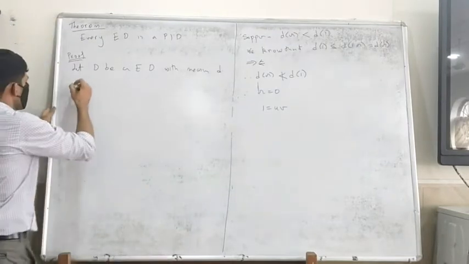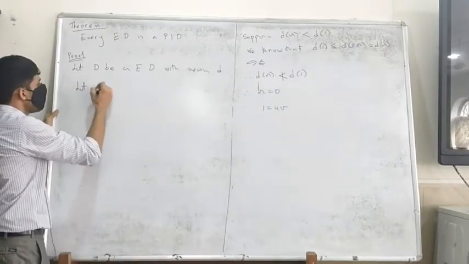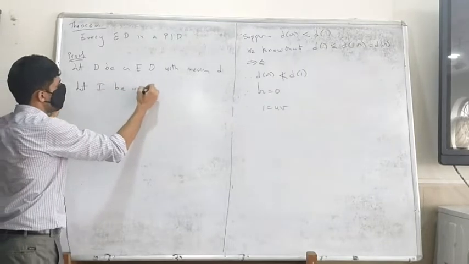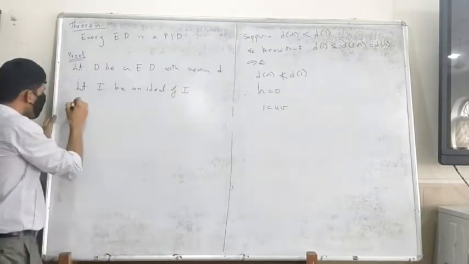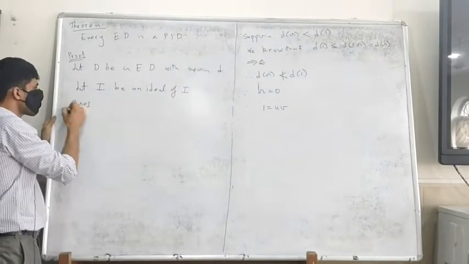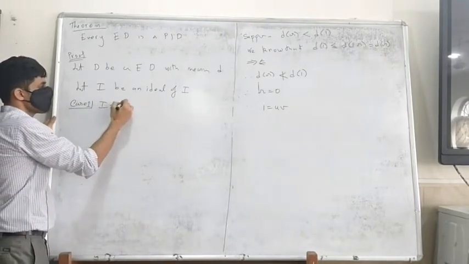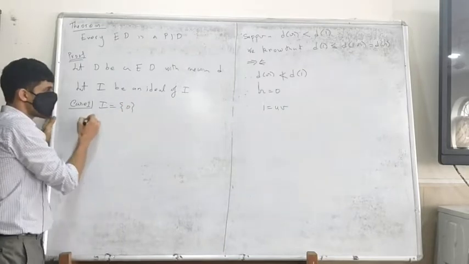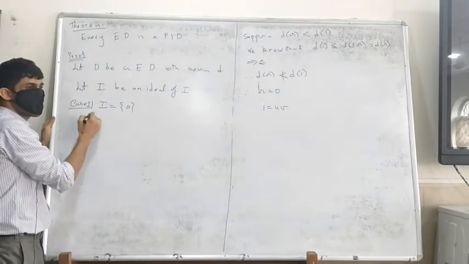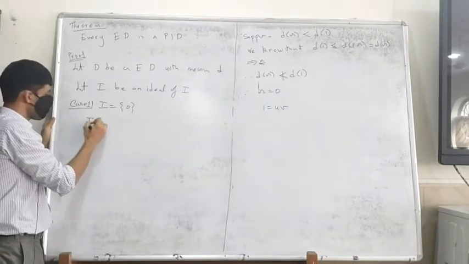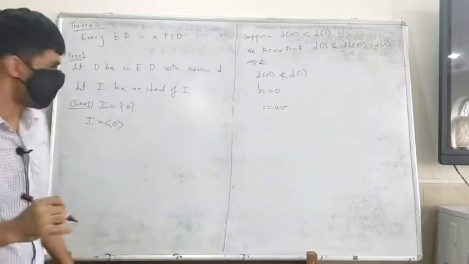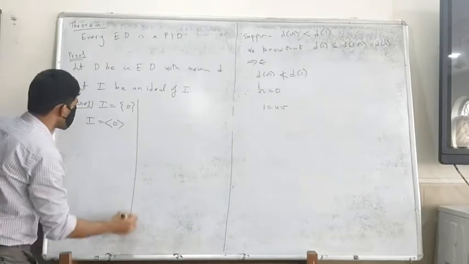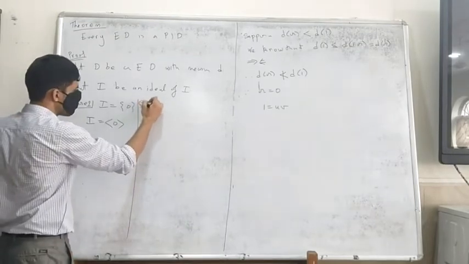So let I be an ideal of D. Of course there are two possibilities. One is the case when I is 0 itself. If I is 0 itself, what is it generated by? By the 0 element. So it's a principal ideal. Whatever the case when I is non-zero, I need to take this separately.